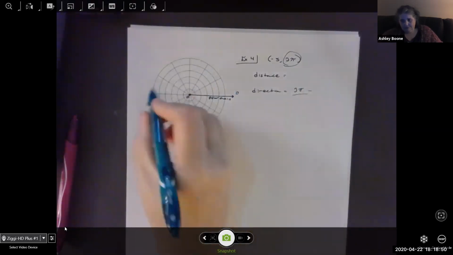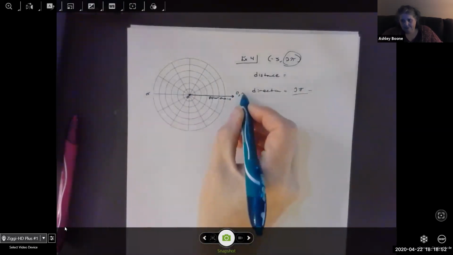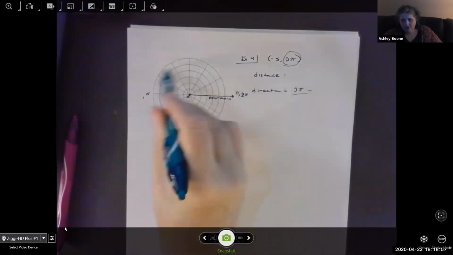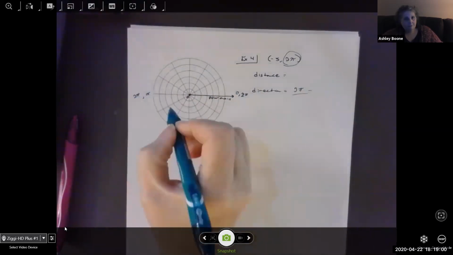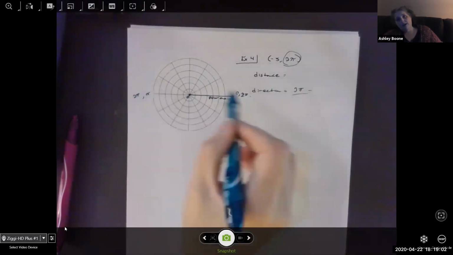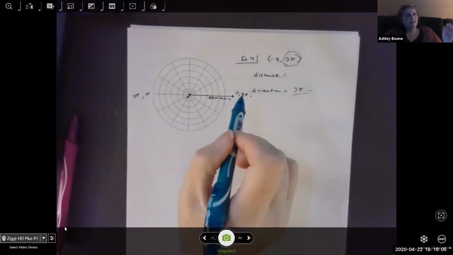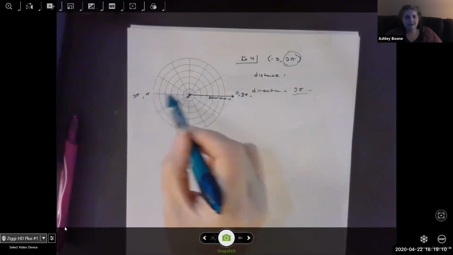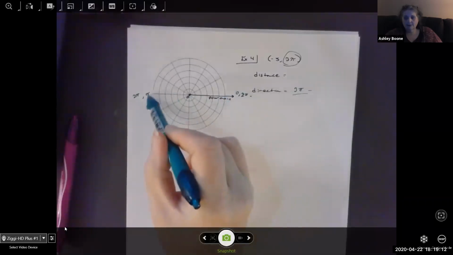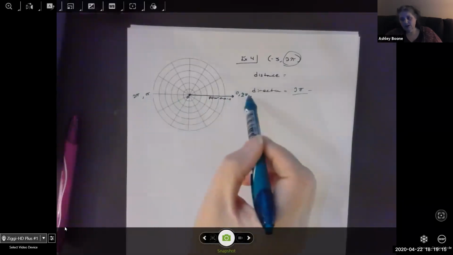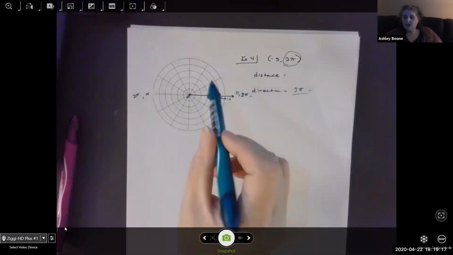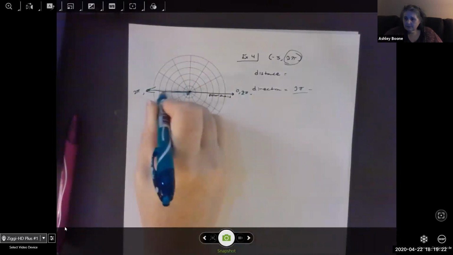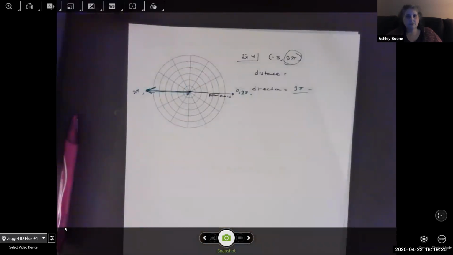0 is here, pi is here, 2 pi is here. If I kept going around another half circle, that's 3 pi, 4 pi, 5 pi, 6 pi. Any whole number multiple of pi is going to be somewhere on this x-axis. Odd multiples of pi to the left, positive multiples of pi to the right. So our terminating side for 3 pi is right here.